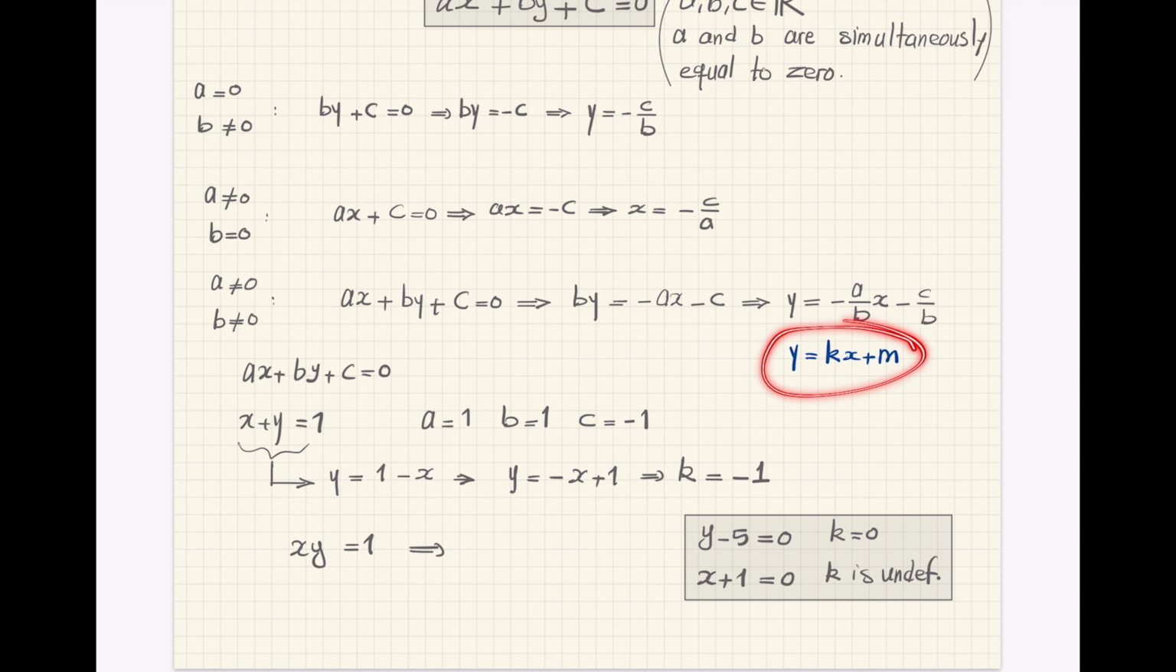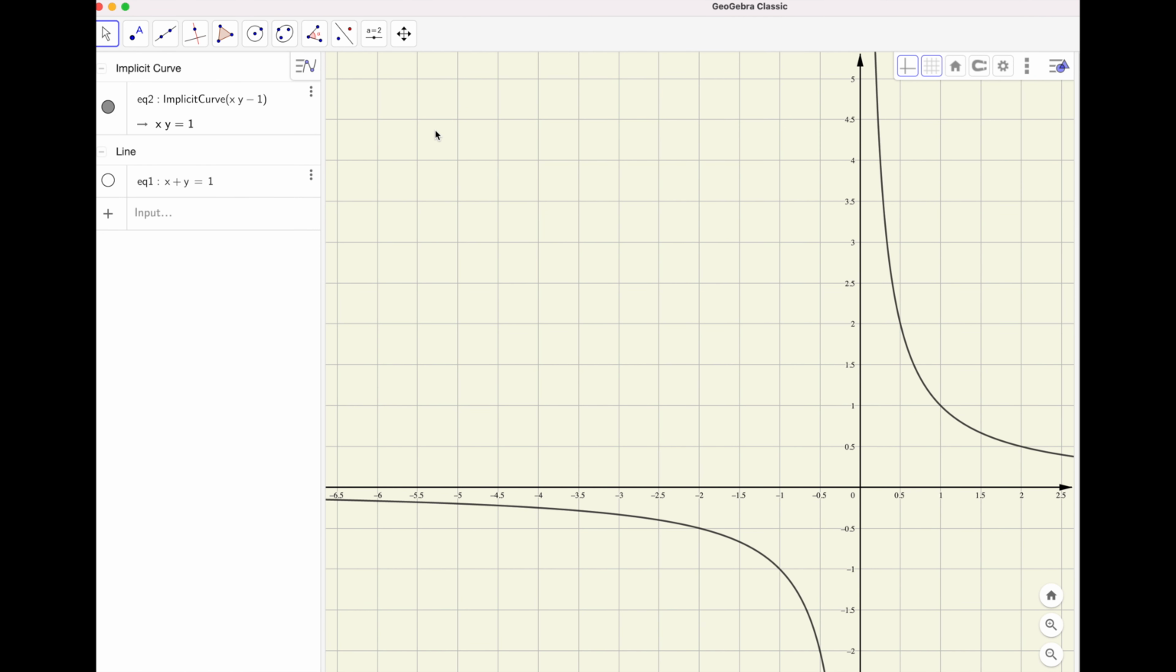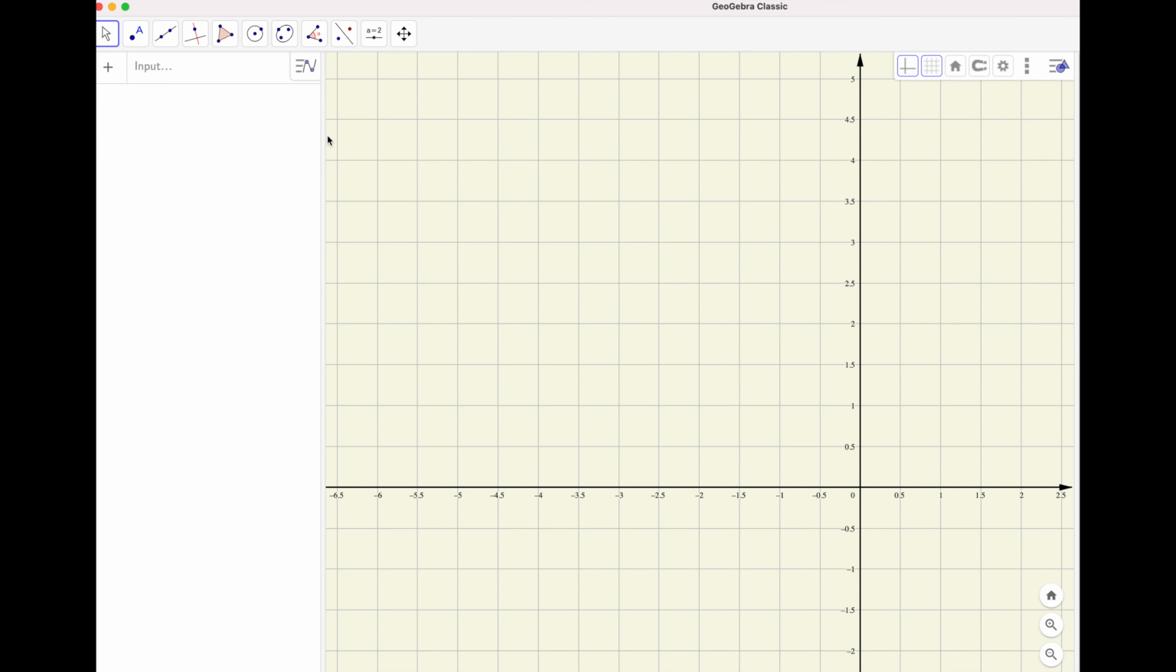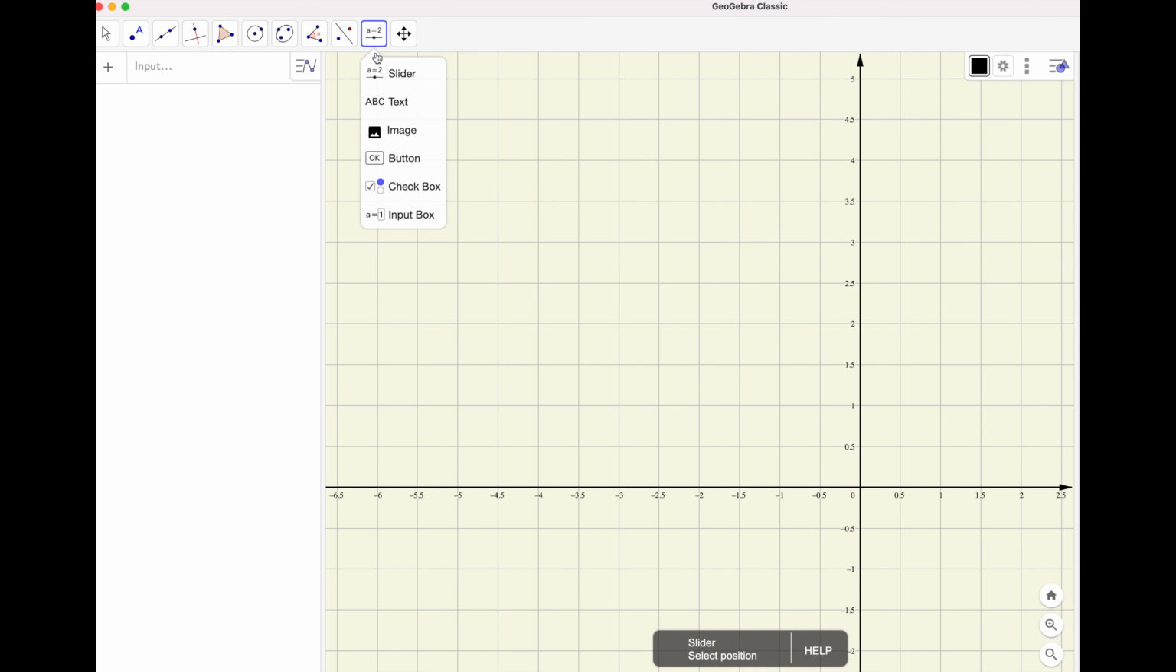And by the way, for example, let us go to GeoGebra. I don't know if I can do it here or not. I have some ideas, but I don't work with it that much. So for example, let me make a slider here.